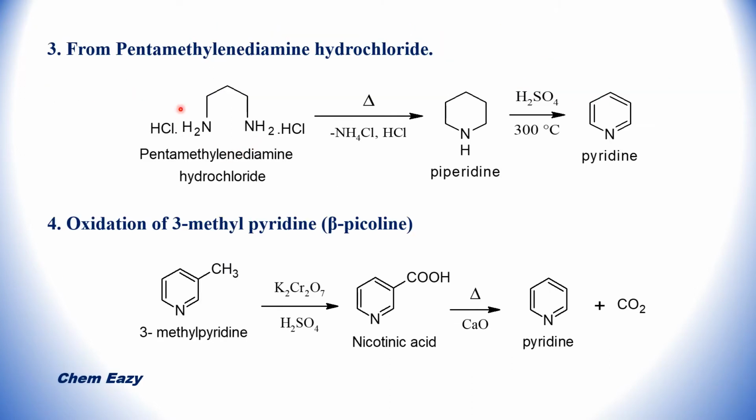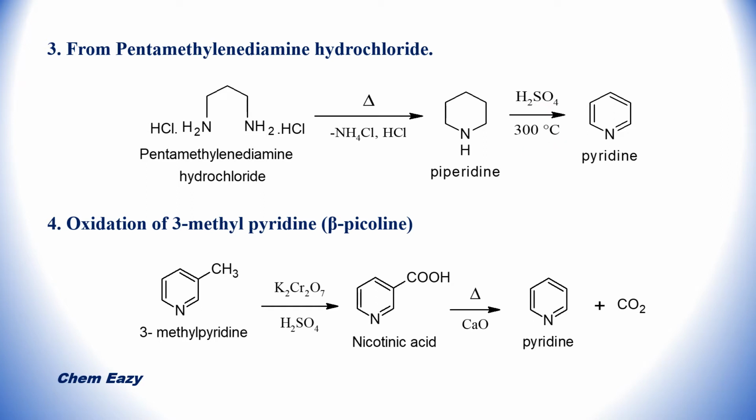In this method, first piperidine is synthesized from pentamethylene diamine hydrochloride by heating. Piperidine is a saturated form of pyridine, that is hexahydropyridine. From this we can get pyridine by treatment with sulfuric acid at 300 degree Celsius.